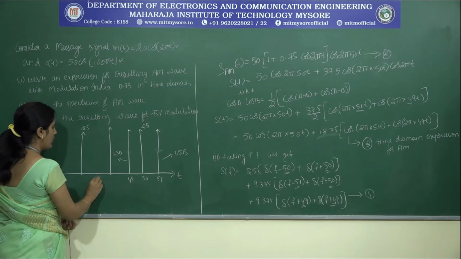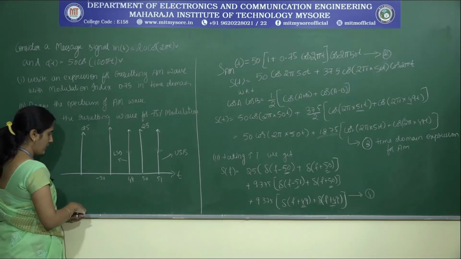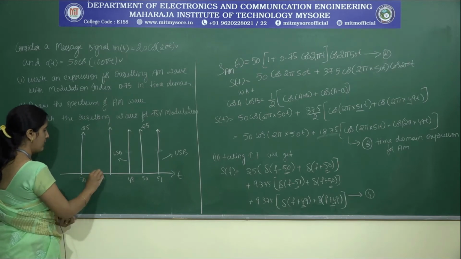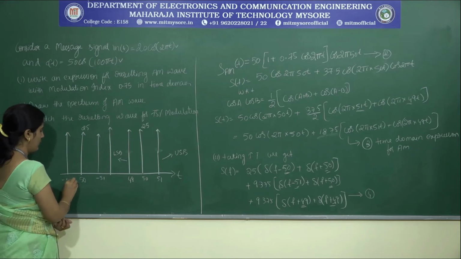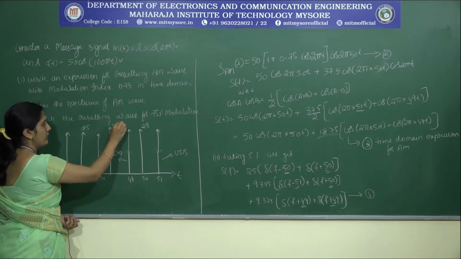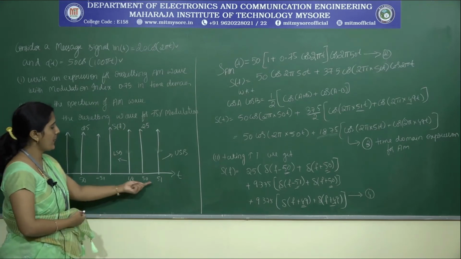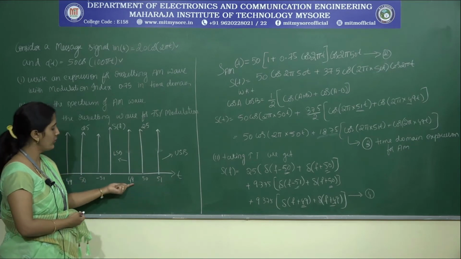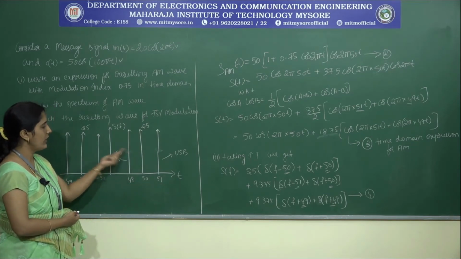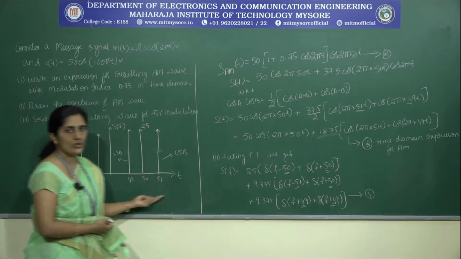So, here also, what is this? The center frequency for 50 we have. So, this is minus 51, this is minus 49. After taking the Fourier transform we have got the center frequency as well as the upper sideband frequency and the lower sideband frequency. So, we are going to represent like this considering this equation.